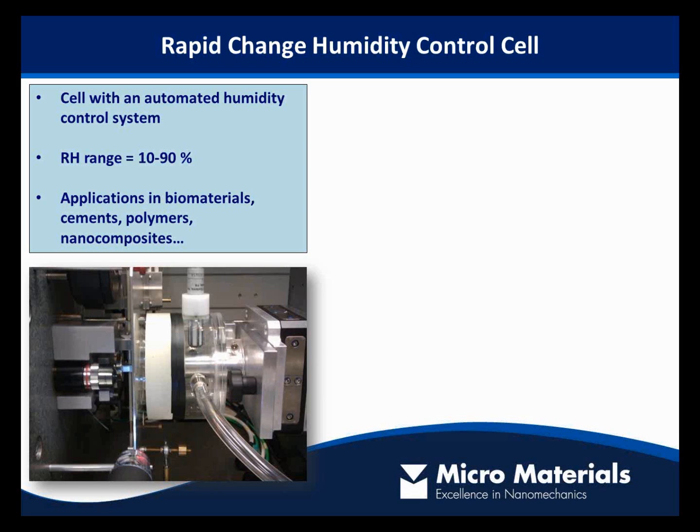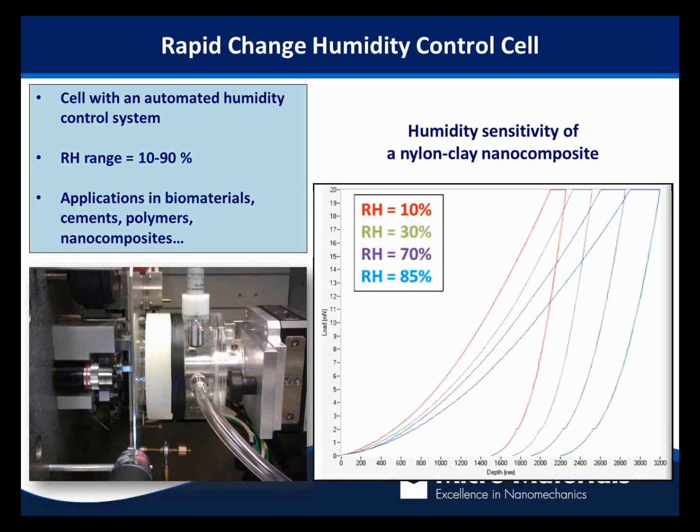And that's very useful because it allows us to study the kinetics of humidifying and dehumidifying processes, which has applications in biomaterials, cements, polymers, nanocomposites. We can also use this to study the effects of humidity and tribological behavior. And in the example I showed just now, what we were looking at was a nylon clay nanocomposite material, and nylon 6 is very sensitive to humidity, and its composites are still to some extent sensitive to moisture.